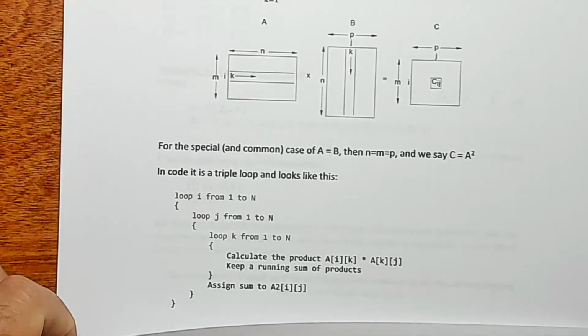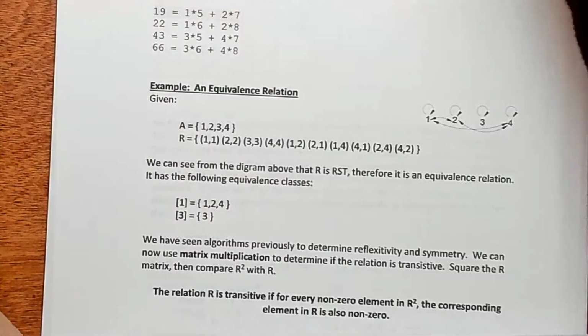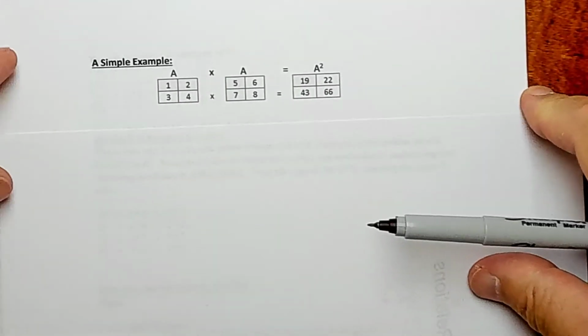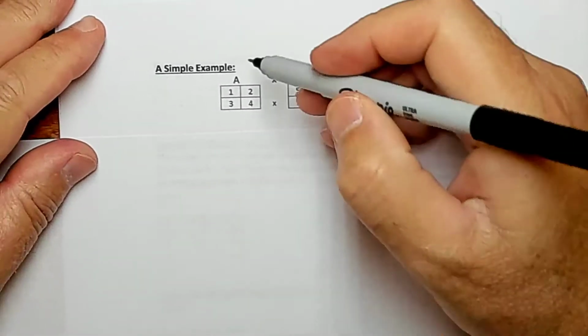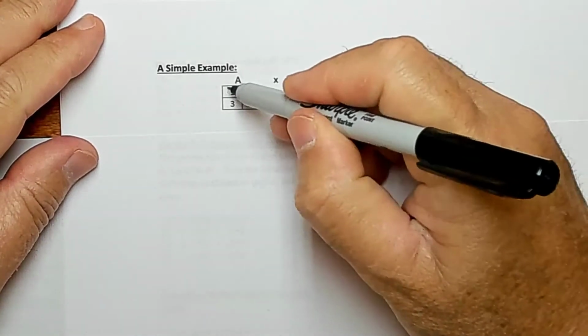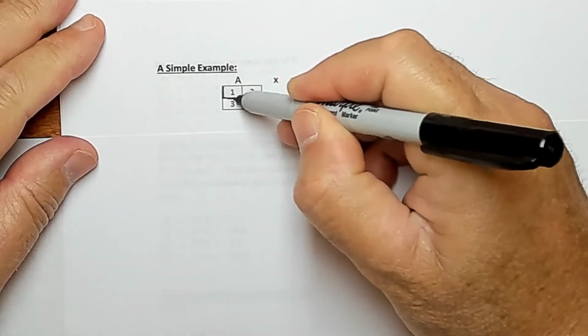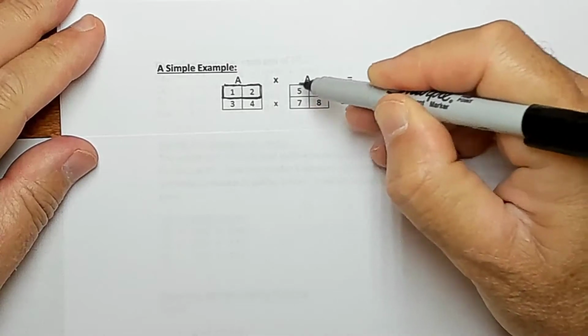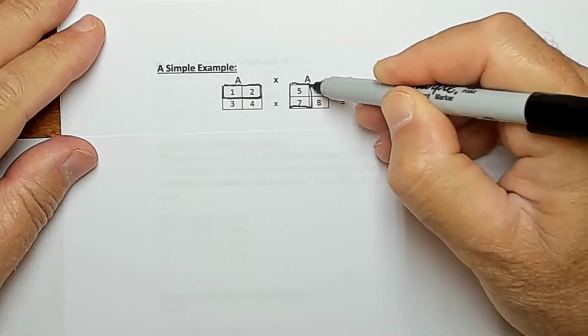Matrix multiplication. Here I got a sample calculation. How about that? Here's a sample calculation right here. So we're taking this row and this column.